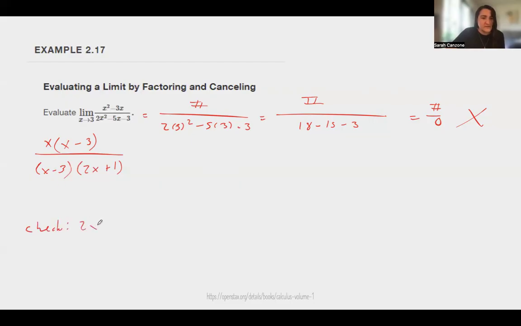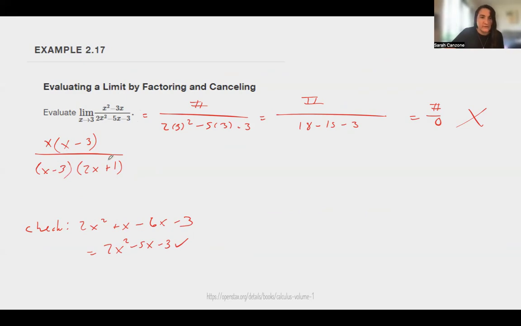So here's a little check. x times 2x is 2x squared. x times 1 is plus x. Minus 3 times 2x is minus 6x, minus 3. And this is 2x squared minus 5x minus 3. And that is what we have here. So the way that I did that is I saw what term I needed to multiply my first term by to get the first term.